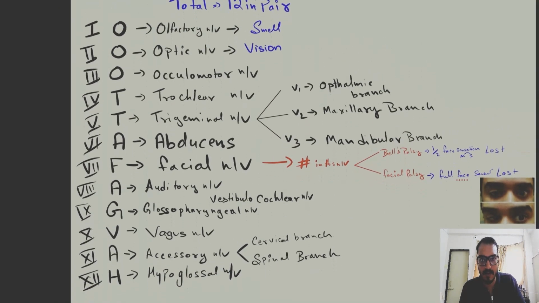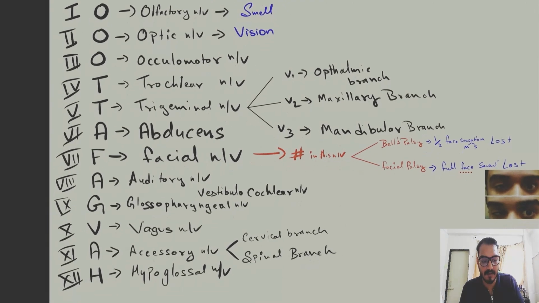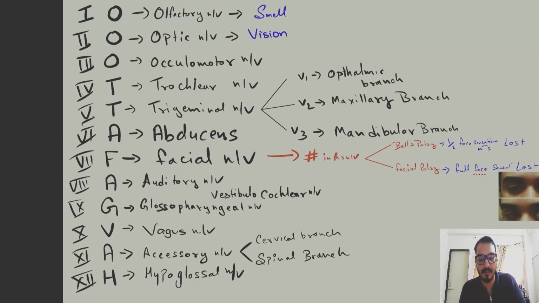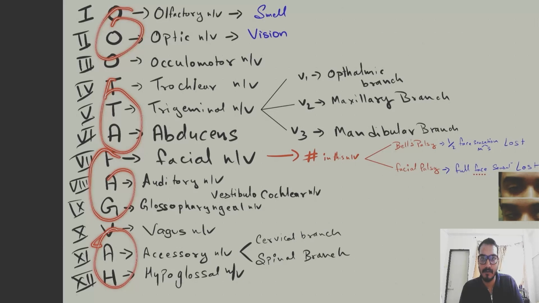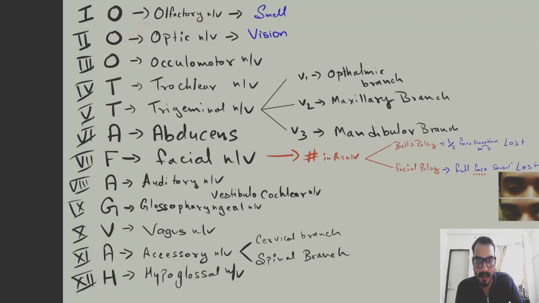These are our 12 cranial nerves, guys. How to remember it? Otta phagua. O is for the olfactory nerve. Again O is for the optic nerve. Then oculomotor nerve, trochlear nerve, trigeminal nerve, abducens nerve, facial nerve, auditory nerve, also known as vestibulocochlear nerve. Then we have glossopharyngeal nerve, vagus nerve, accessory nerve, and hypoglossal nerve. These are our 12 cranial nerves.